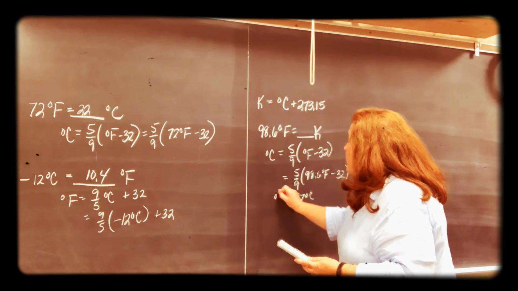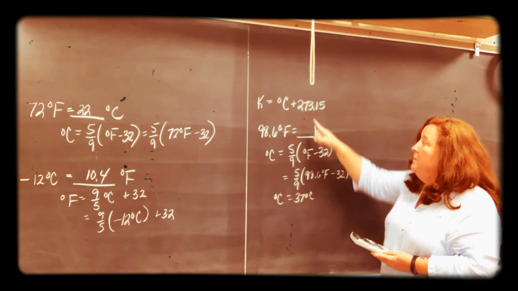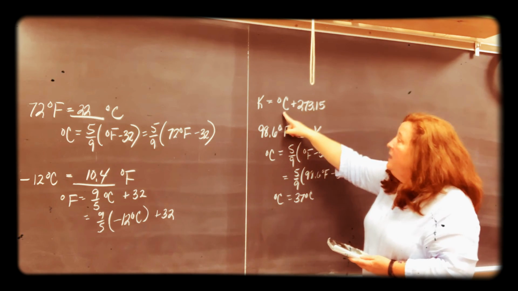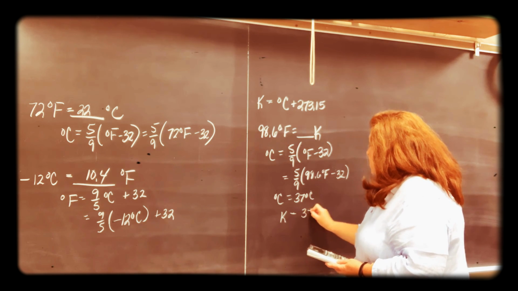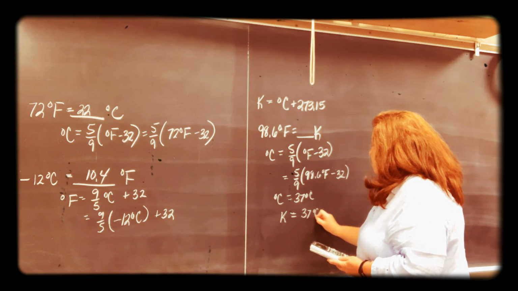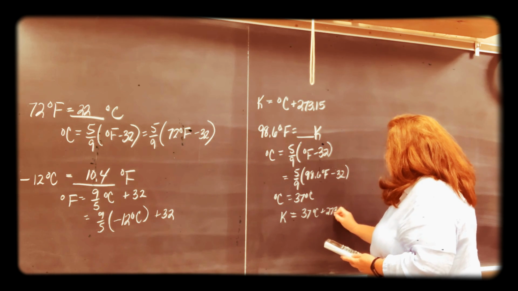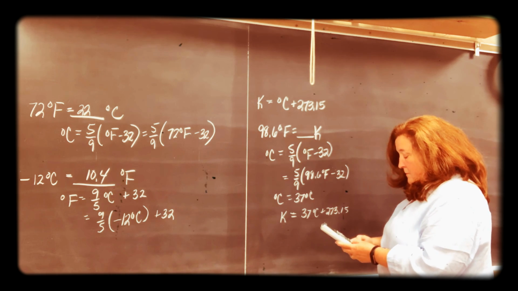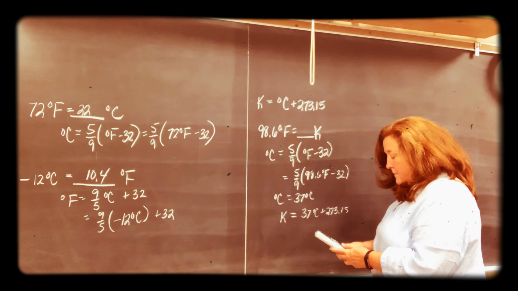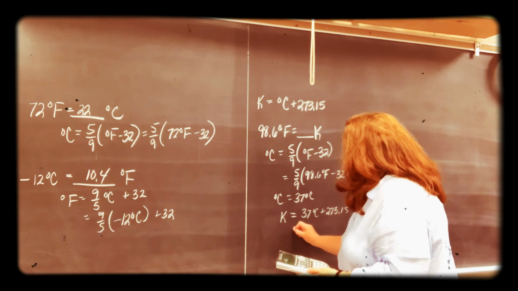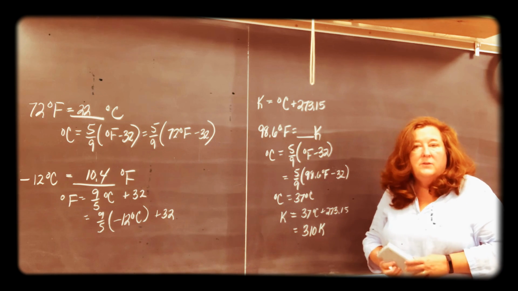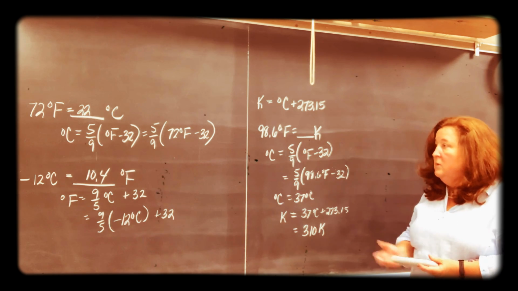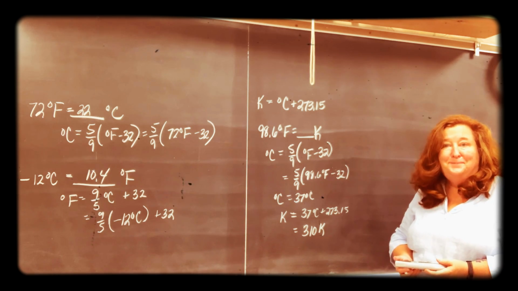And if all I wanted to do was to change to Celsius, that would be fine, but I want to change to Kelvin. So to get a Kelvin temperature, I simply take and add the 37 plus 273.15. And I get 310. And you just put a Kelvin, there's no degree symbol afterward. So that's how you do temperature changes.